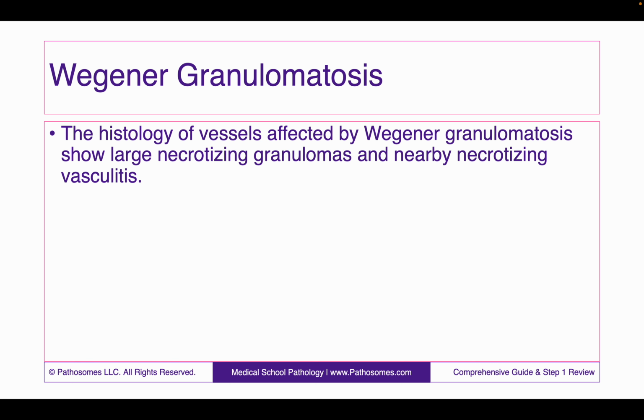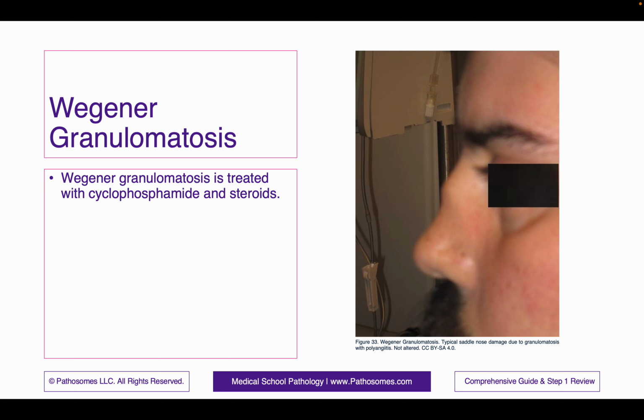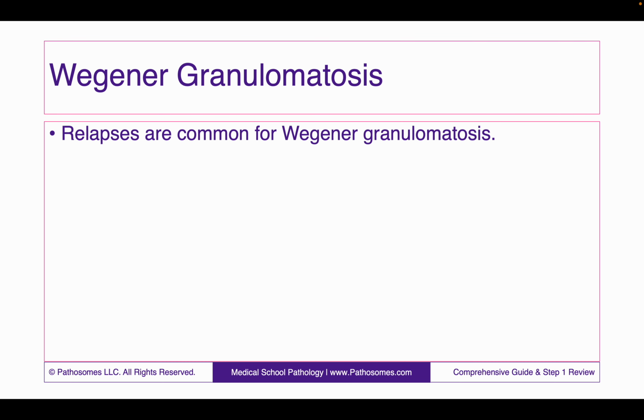When the pathologist reviews the histology of Wegener granulomatosis, they will see vessels affected by necrotizing granulomas and nearby necrotizing vasculitis. Wegener granulomatosis is treated with cyclophosphamide and steroids. Relapses are common for Wegener granulomatosis.